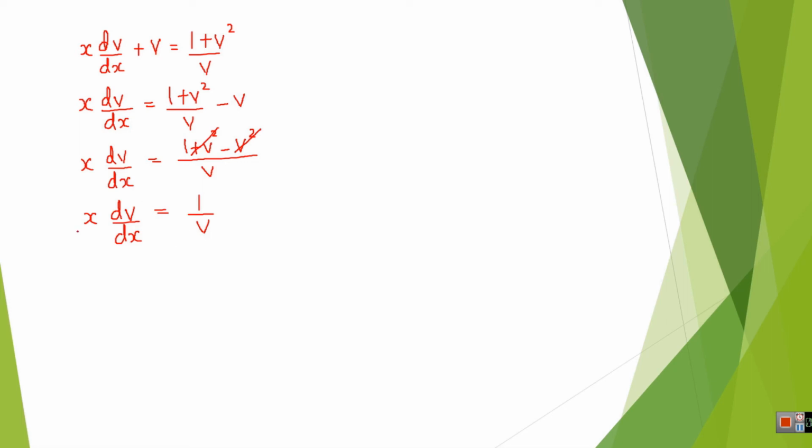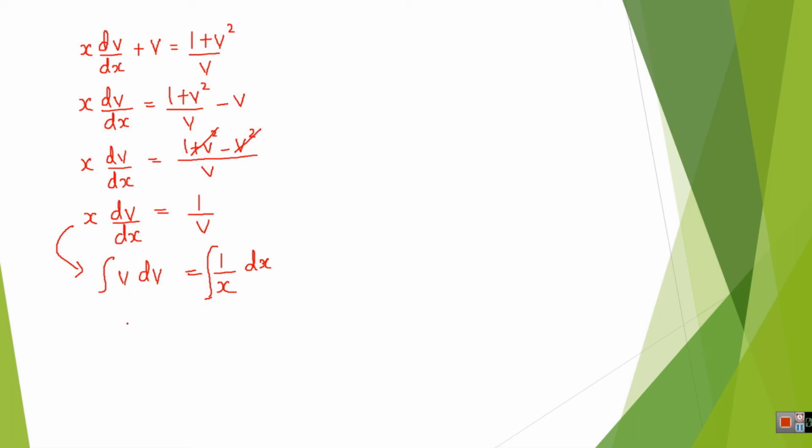So we can write this equation in this form, that is, v dv and 1 over x dx. So this equation can be written as this. This is basically a separable differential equation. You have separated the variable v and the variable x with their corresponding differentials. Now we are going to integrate both sides. As we know, in a separable differential equation, we basically integrate both sides.